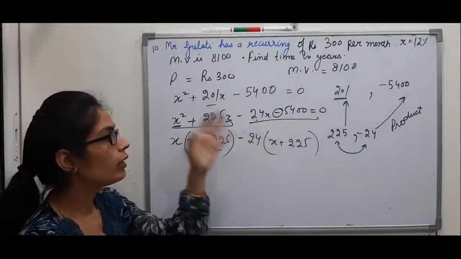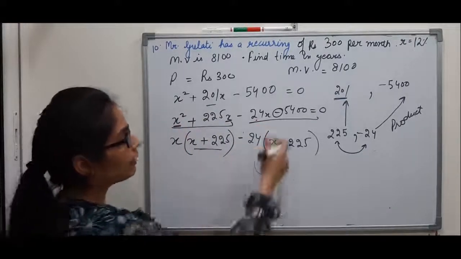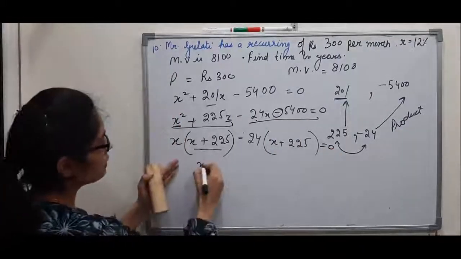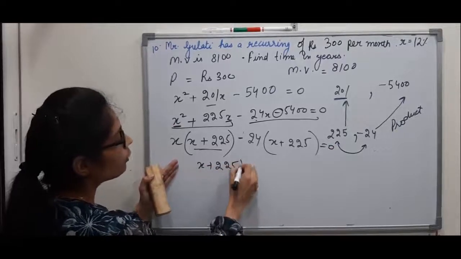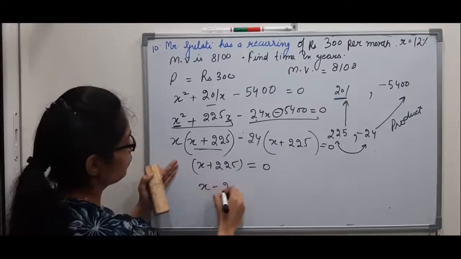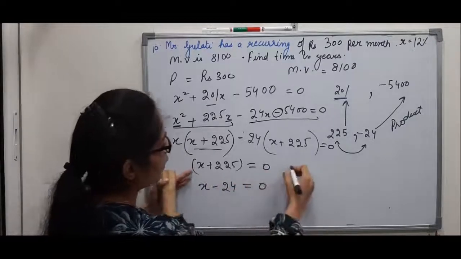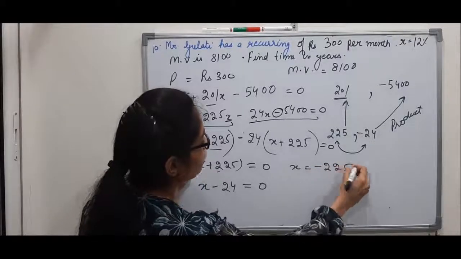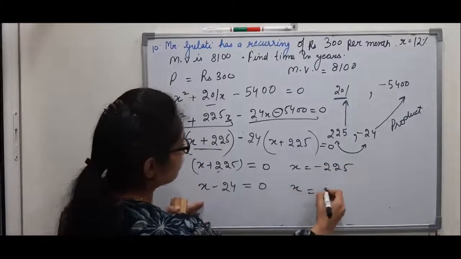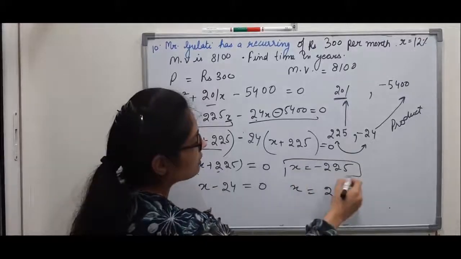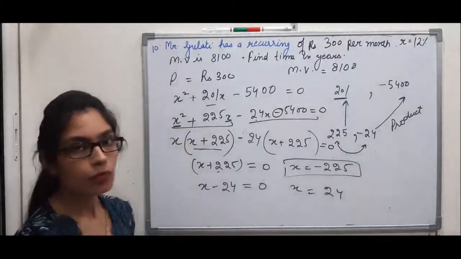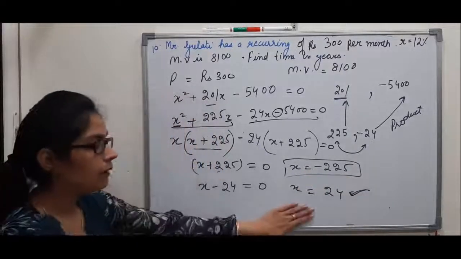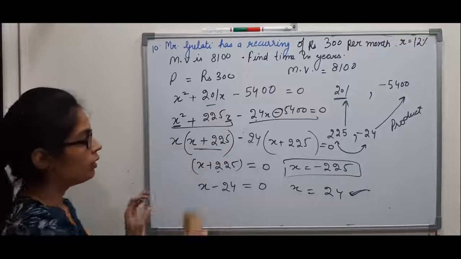So I know if I take 24 out, I am left with x inside, and this will be same, equals to 0. Now both the factors, x plus 225, will be equal to 0. So we will write it separately. If I calculate this value of x, shifting 225 to the other side, I will get x is equal to minus 225. Here I will get x is equal to 24. And since x is my time period, number of months, it cannot be negative, due to which I will choose this value of x, and the number of months will be 24.